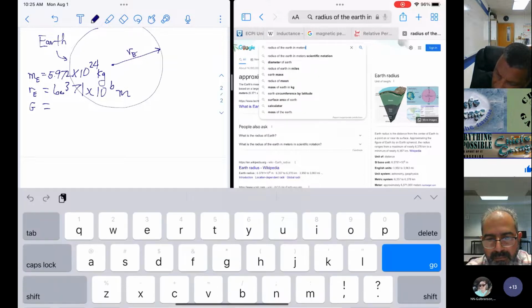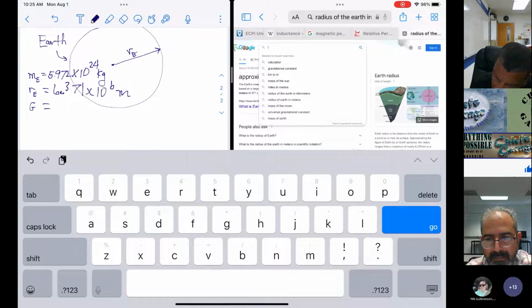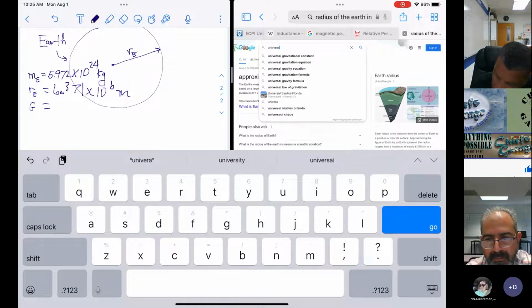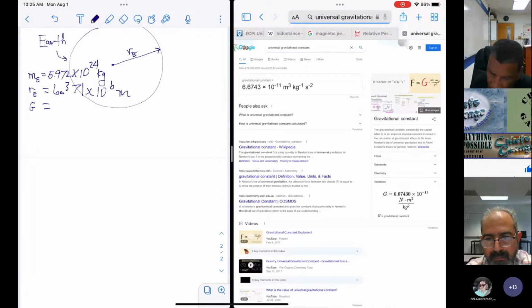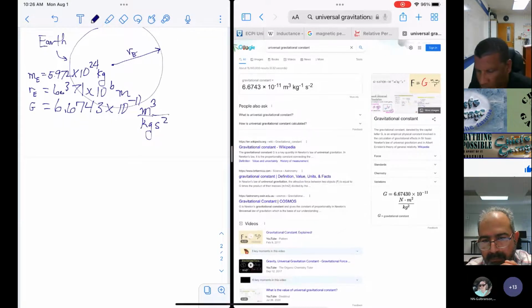Then the universal gravitational constant. Universal gravitational constant, there it is popping up. It's going to be 6.6743 times 10 to the negative 11th meters cubed per kilogram per seconds squared. That's what the -1 and the -2 means.